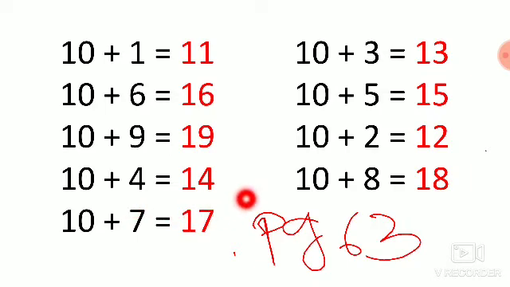Next sum, 10 plus 7. 10 in the mind, 7 in the finger. After 10, 11, 12, 13, 14, 15, 16 and 17.